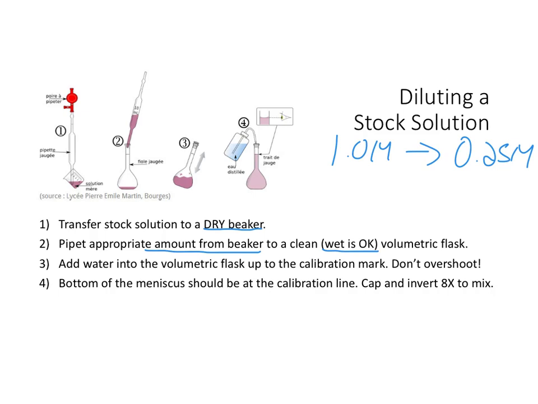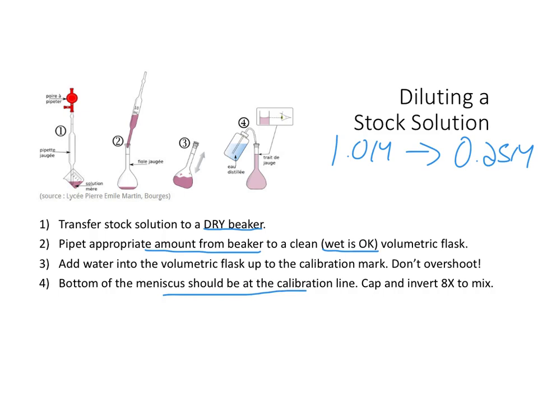Then again, just like before, you have to add water into your new volumetric flask up to the calibration mark, and once again, don't overshoot. The bottom of the meniscus should be at the top of the calibration line. After that, you have to cap your volumetric flask and then invert it to mix.